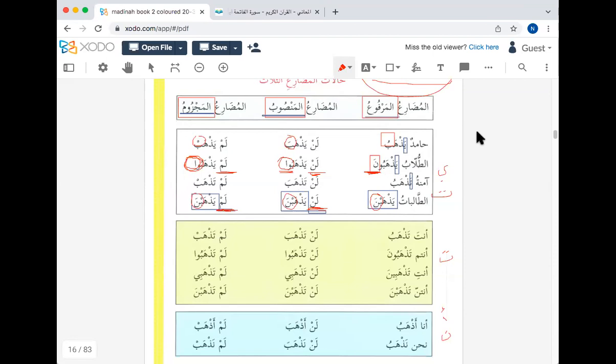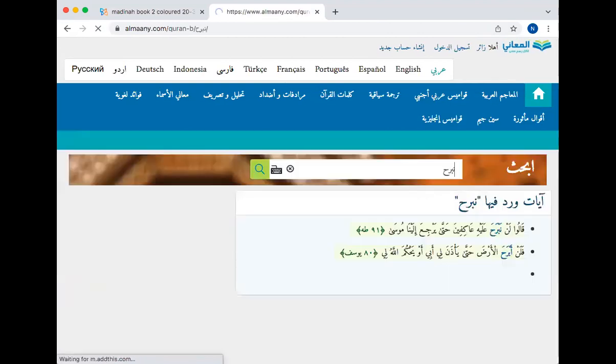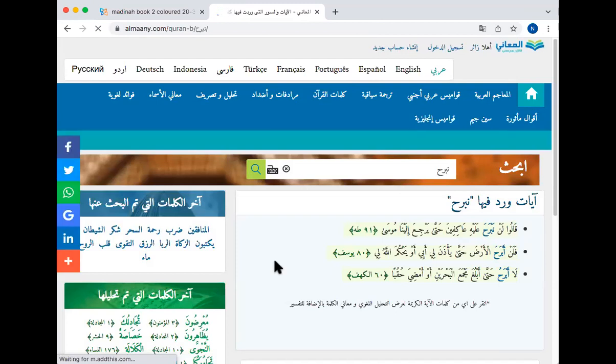لَن نَبْرَحَ. Yes? Surah Taha. Is it Taha, yeah? Yeah. I was thinking of Surah Yusuf. So let's have a look at the ayah in the app. Nab Raha. Maybe it comes in. There you go. Taha is there.